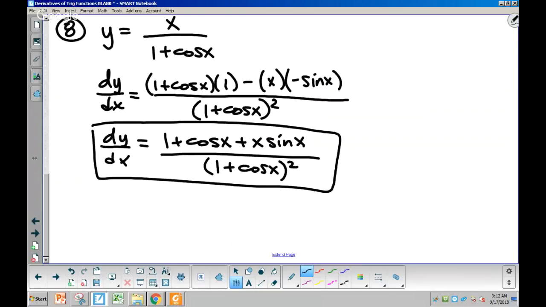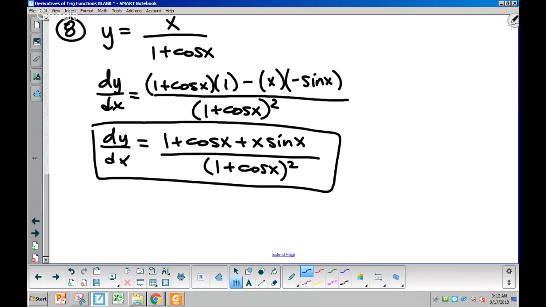You notice I'm not expanding the denominator. Why? Because what if I have to plug an x in to find a value? If I expand this, it would be 1 plus 2 cosine x plus cosine squared x on the bottom. How many times do I have to plug x in? Twice. How many do I have to plug it in here? Once. Let's leave it like this. So when you're using the quotient rule, please do not expand the bottom.